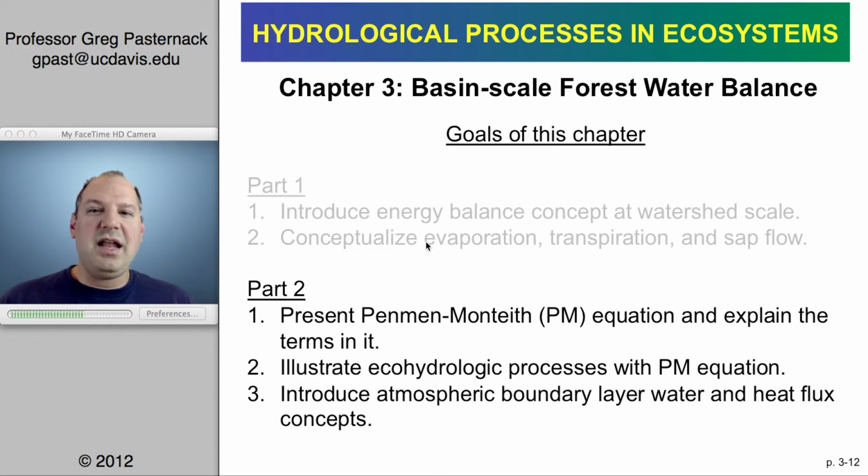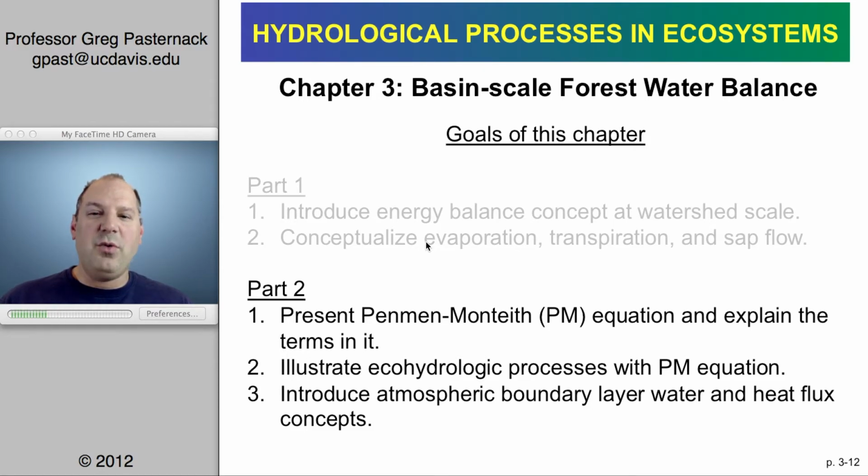Now, this is not intended to be an introduction to evaporation or even evapotranspiration. That would have to come from a class on Introduction to Physical Hydrology. So the ideas here are going to try to focus specifically on evapotranspiration in an ecohydrologic context.